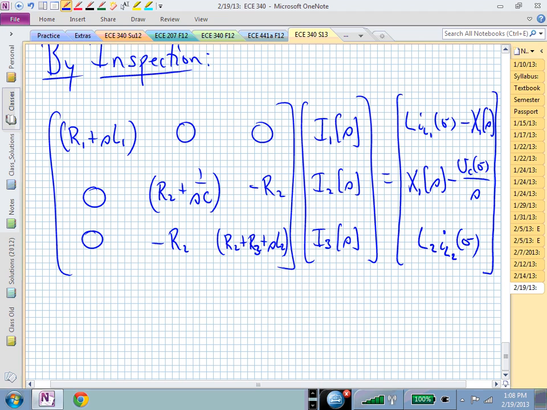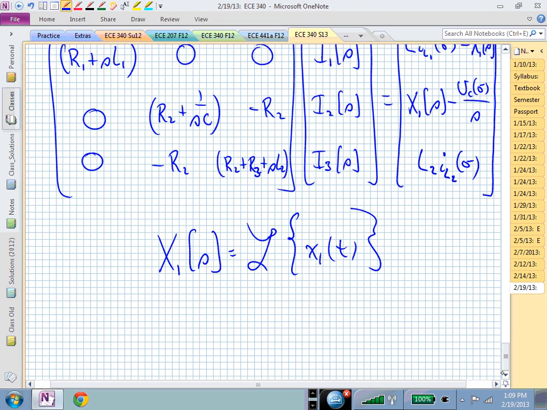If I don't have any dependent sources in my circuit, this is going to be a symmetric impedance matrix. And there it is, symmetric, isn't it? If I transpose that matrix, it would be the same. That's because I didn't have any dependent sources in that circuit. The only thing that we need to find is capital X sub 1 of S, if they've already given us the initial conditions, and that's simply the Laplace transform of little x sub 1 of t. If somebody gives us that, then we're okay.